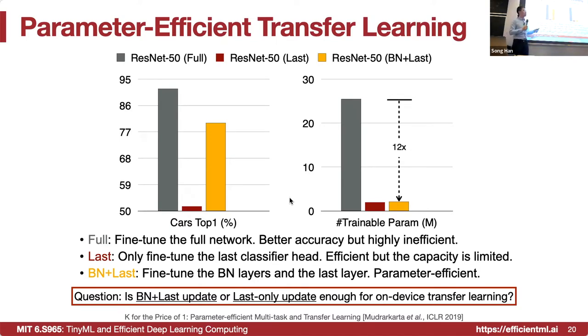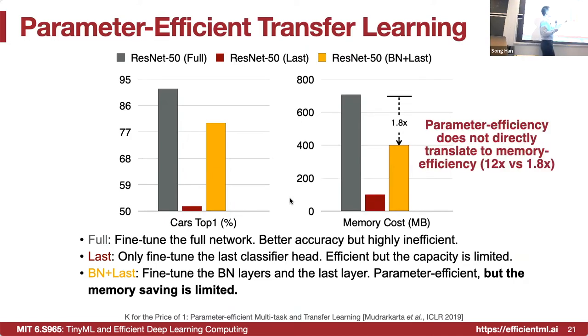So let's see what the actual memory saving is. Actually, only 1.8 times saving for memory, right? So parameter efficiency does not directly translate to memory efficiency, since memory requires two components, the activation and the parameters. Just reducing the parameters is not enough. We also have to reduce the number of activations for training. Okay, so let's see how we can do better.